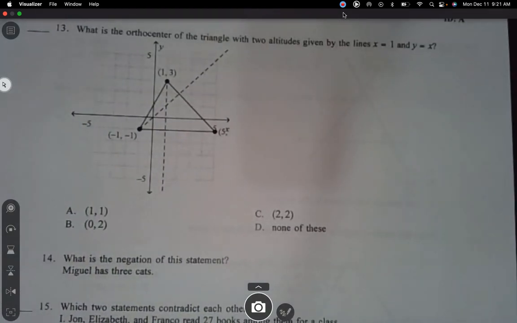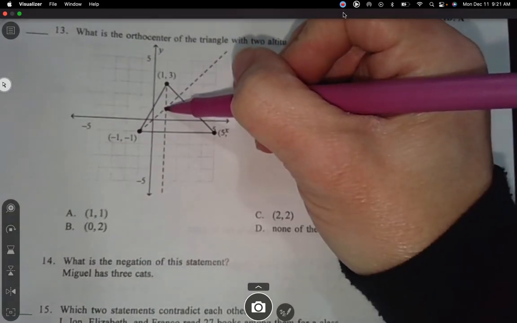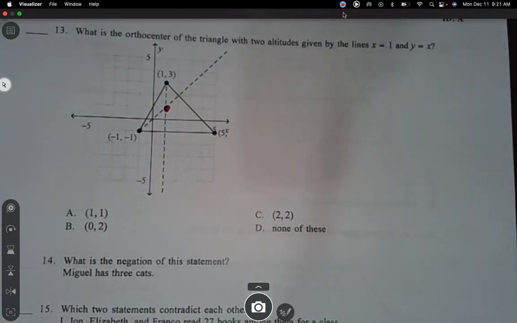13, easiest one on there. They actually point to the answer. Where do your dotted lines meet? This would be your orthocenter. Where do they meet? Right here. What's this ordered pair, y'all? 1, 1. So your answer is A. Are we okay with this?